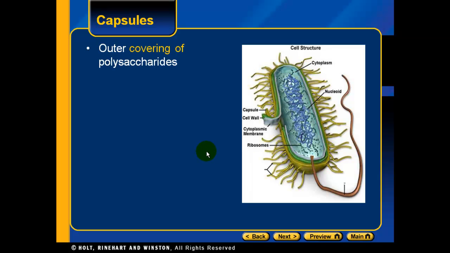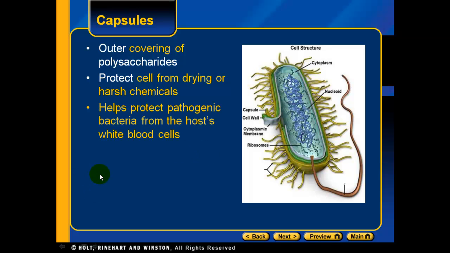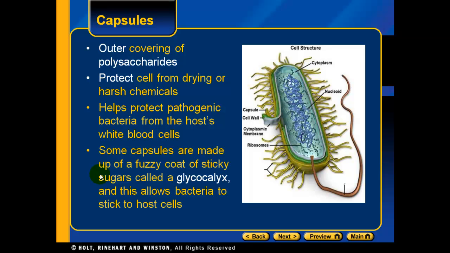A capsule is made of polysaccharides, which is a carbohydrate. It protects the cell from drying out, and it protects the cell from harsh chemicals. It also helps protect them from being eaten by a white blood cell. Some capsules are made of a fuzzy coat of sticky sugars called a glycocalyx. And so if it's made of this sticky substance, it makes the capsule sticky, and so it allows this bacteria to stick to its host.